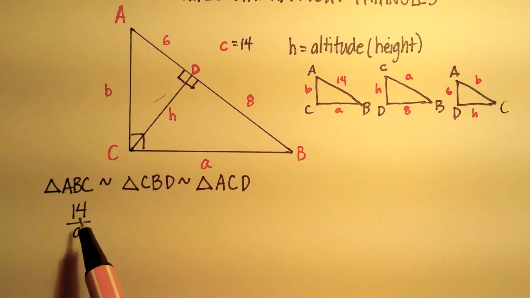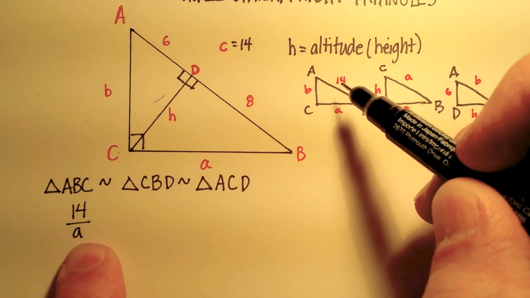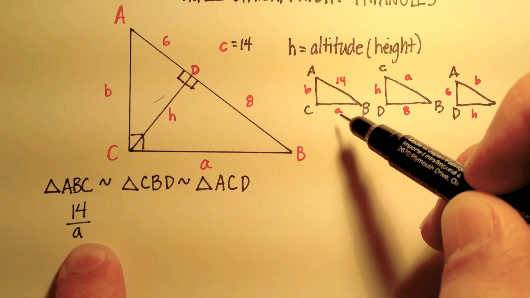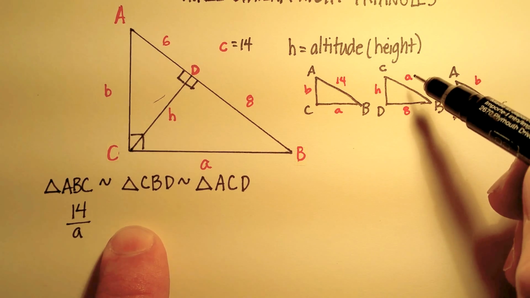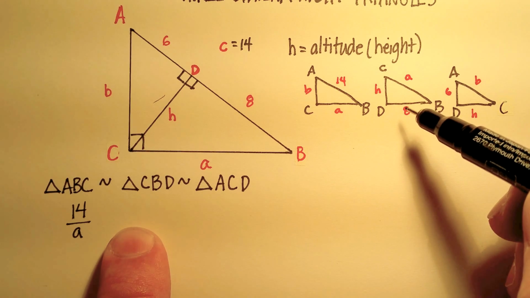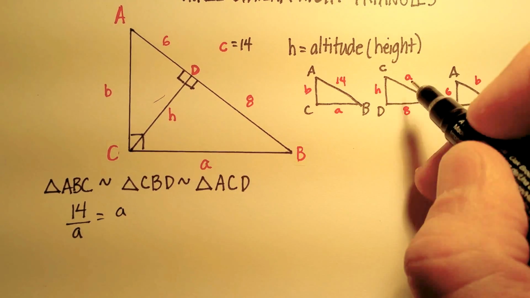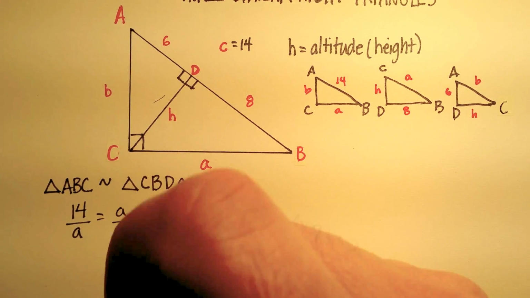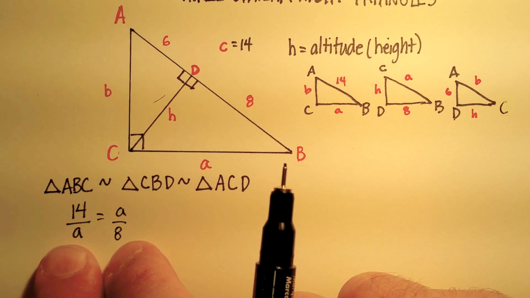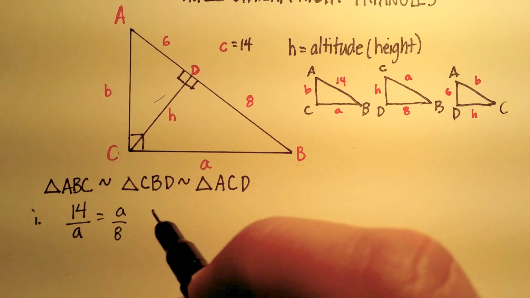Okay. What we're going to do is establish the ratios and see if we can start figuring out some of this information. So we're going to say that the hypotenuse over the long leg, 14 over A, should be similar to the hypotenuse over the long leg of this second triangle. The hypotenuse in this one is 8, and the long leg would be 8. Now look what we've done. We've actually established a ratio with only one variable. So we can actually solve for the A.